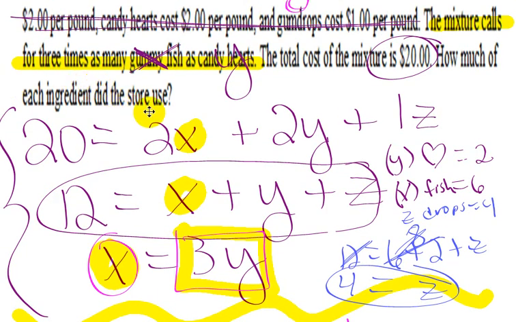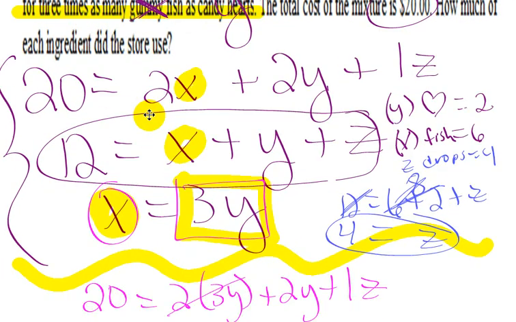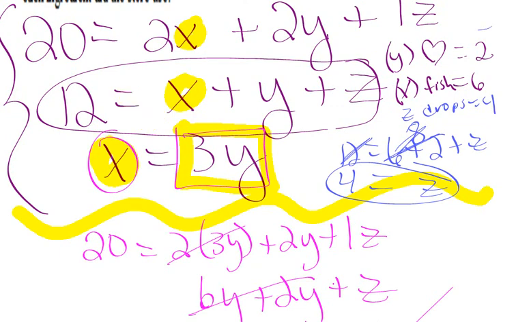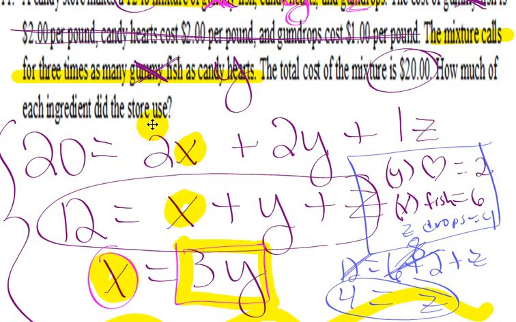So we have our final answer right there. There are 2 pounds of candy hearts, 6 pounds of gummy fish, and 4 pounds of gumdrops.